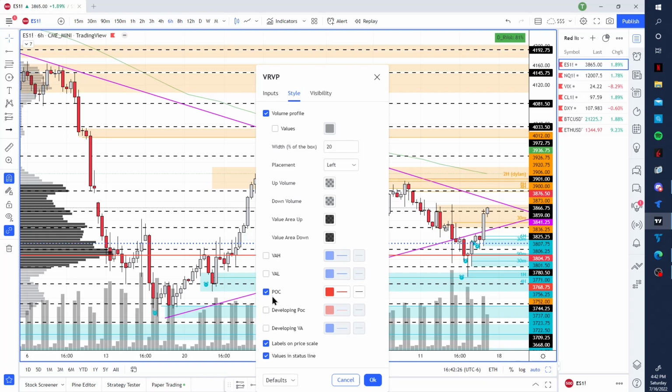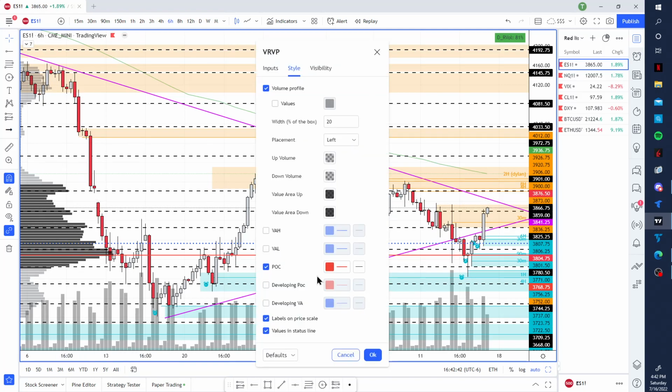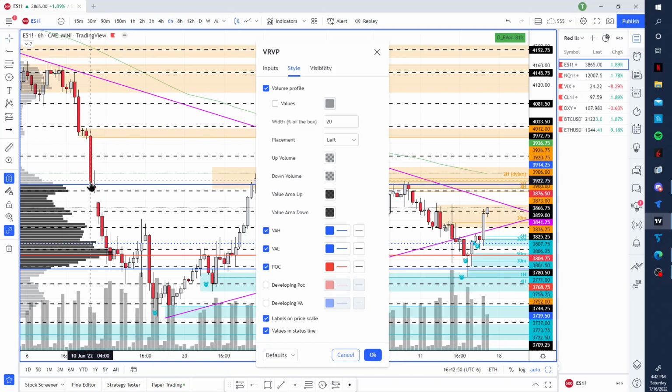And then you do have a point of control. This is a red line that I have, this red line right here. All that shows you is the price line where the most volume was traded on the chart. So it's the highest spike in volume of the volume profile. You can also do value area high and value area low. This will show you the value area where 70% of volume is traded.